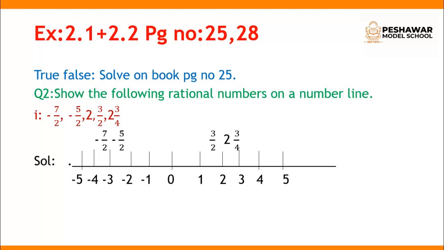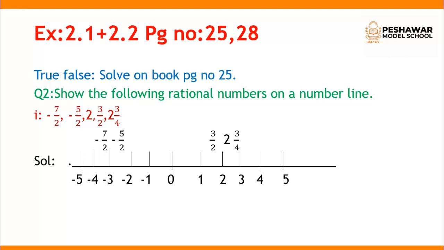First we have to draw a line, then we take some range, and then we put the negative integers, then 0, and then the positive integers. For the negative integers, we have to select a range in which all these rational numbers can be easily located. So we select from -5, then -4. -4 is greater than -5, -3 is greater than -4, -2 is greater than -3, and -1 is greater than -2. 0 is greater than -1. Then +1, +2, +3, +4, +5.